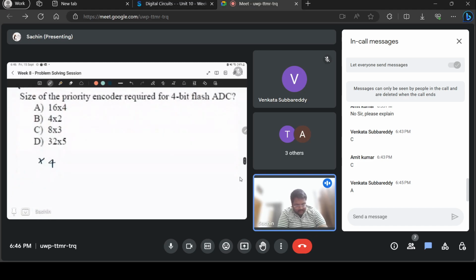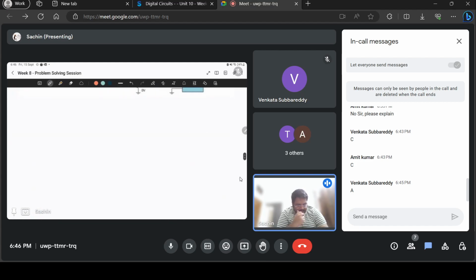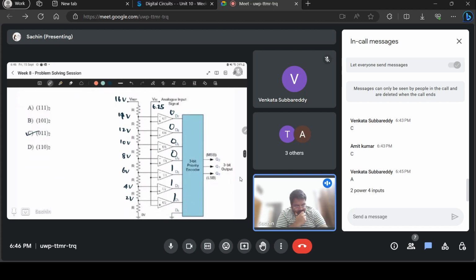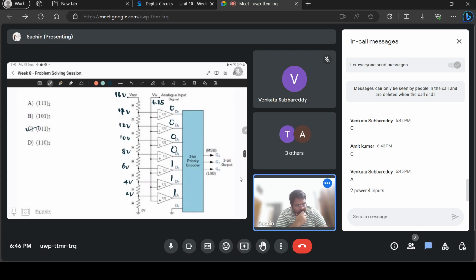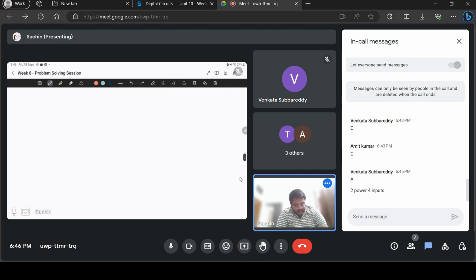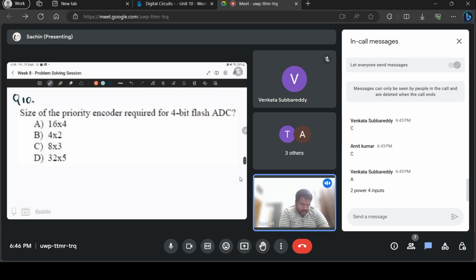Suppose you had other options, let's say 8 by 4 or 32 by 4. Well, by construction of this flash ADC, you have 2 power of n minus 1 comparators, and one extra input is connected to ground. Here you can see D0 is connected to ground. So you actually have 2 power n input lines for the priority encoder. So 2 power 4 is 16. That's why you need a 16:4 priority encoder.